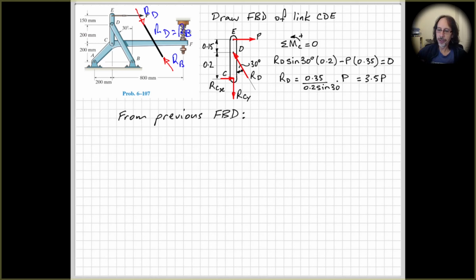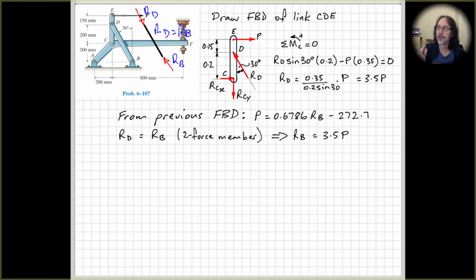And from our previous free body diagram, we had that relationship between P and RB, and as we've just discussed up here about the two-force member, RD is equal to RB. So we can set RB equal to 3.5P, from what we had here. RD equals 3.5P, so now we can say RB is also equal to 3.5P and substitute this into here to solve for our unknown force P.